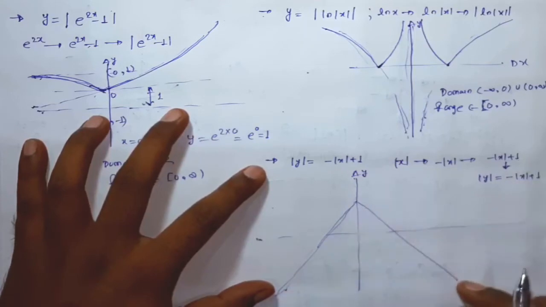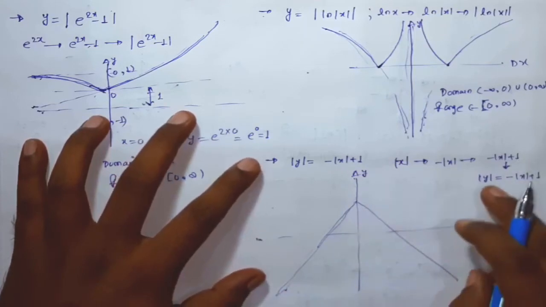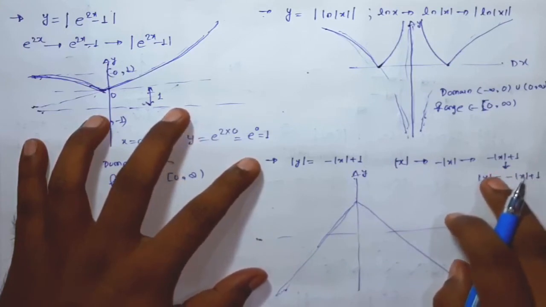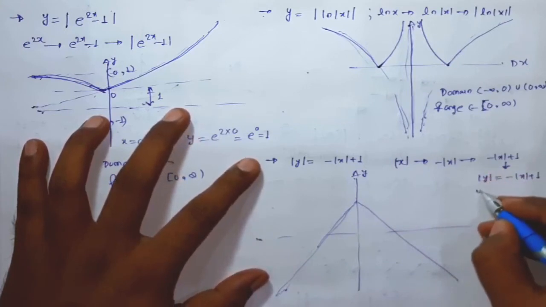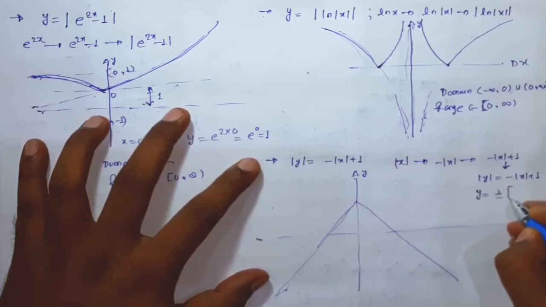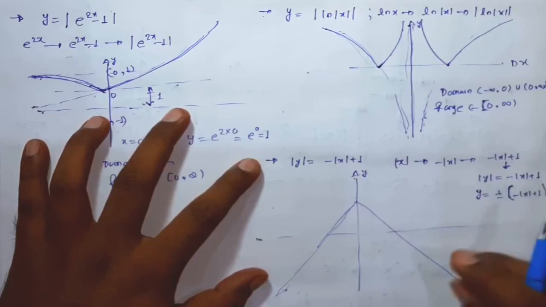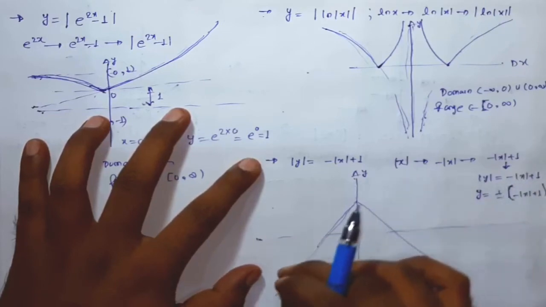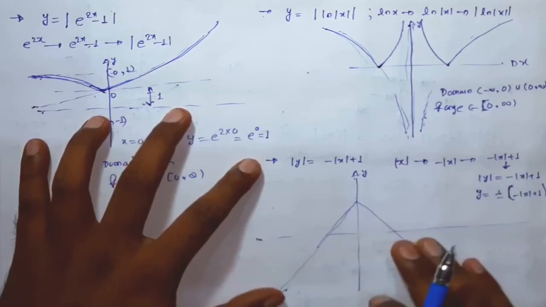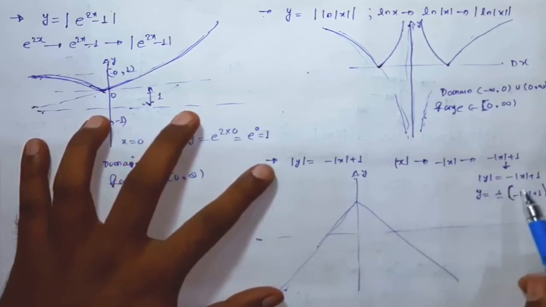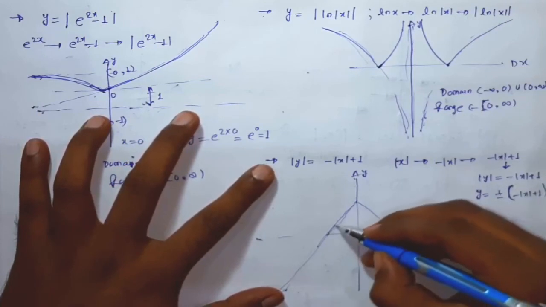Okay. Now we need to take a mod on the y-axis. So how will we do it? So y can be plus minus mod of x plus 1. This y region will always be positive, because mod of y will always be positive. So the negative portion of this graph will be removed. Just forget this negative portion, and we will simply see the positive portion of this graph, that means this portion.